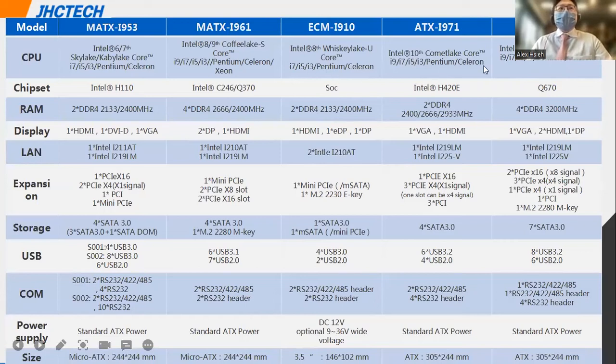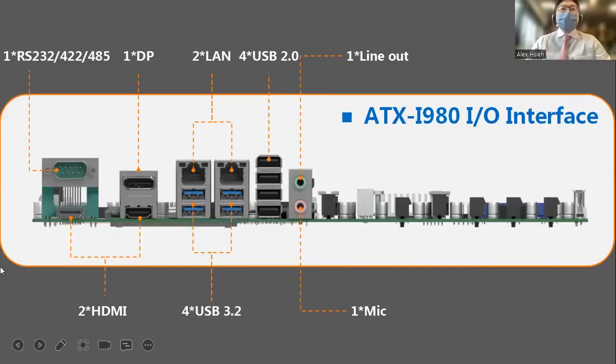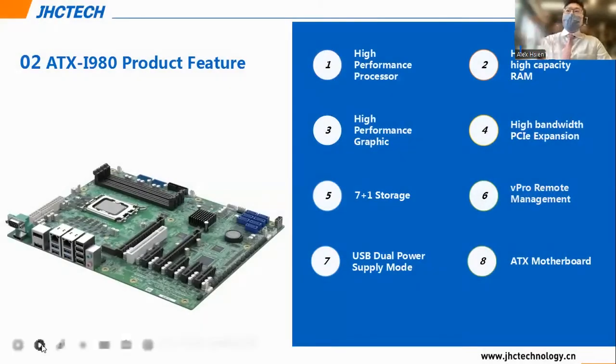We have different CPU selections, depending on the end user requirement. Maybe you require high performance, or a specific generation due to the project specification. We have different chipsets, support ranges, displays and I/O. For this one, we emphasize the 2 LAN ports, USB, RS232 serial ports, and 2 HDMI. This is a general overview of the I/O.